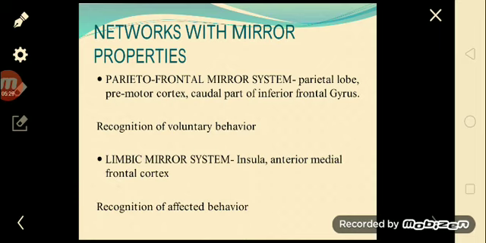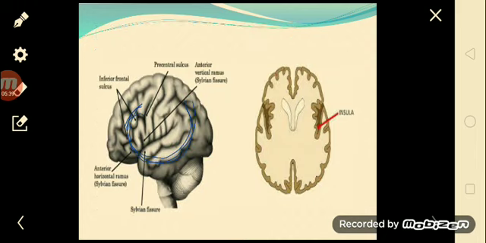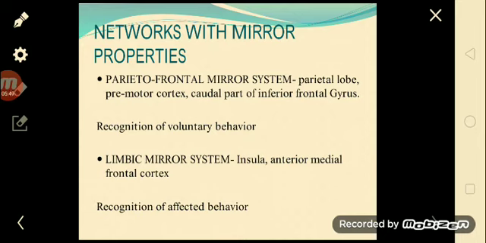And it helps in recognition of voluntary behavior. And the limbic mirror system is from the insula to the anterior medial frontal cortex. This is the limbic mirror system, and it helps in recognition of affective behavior.